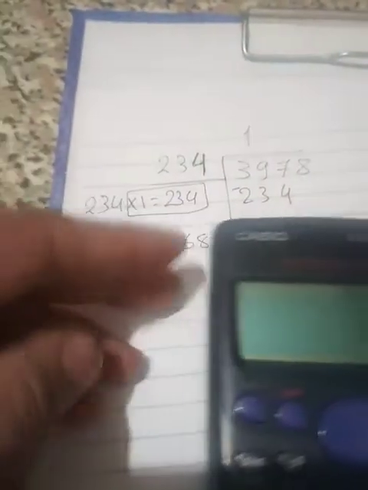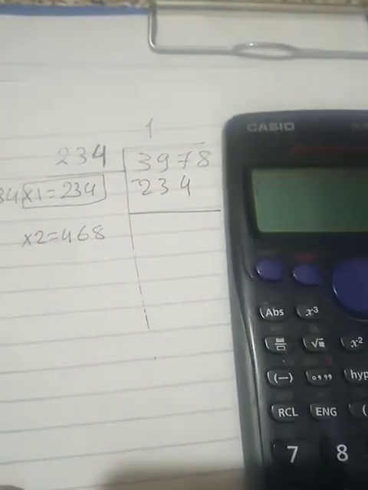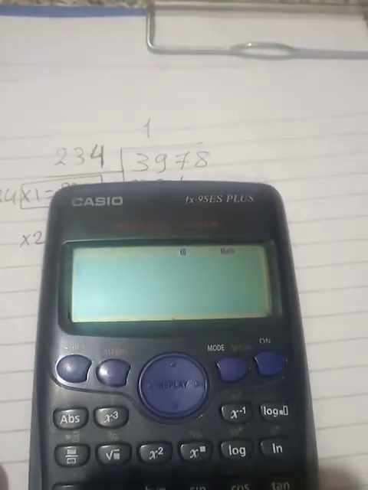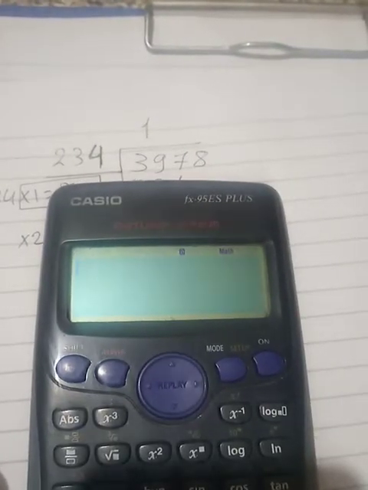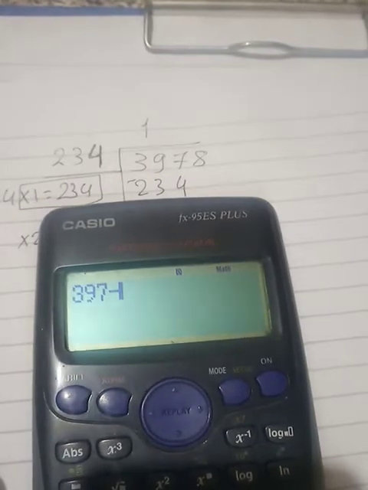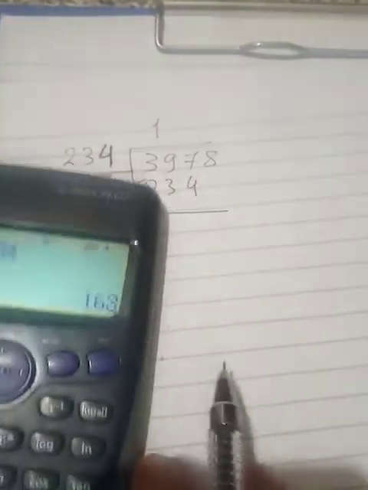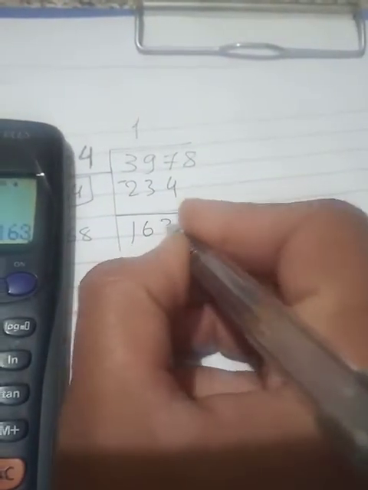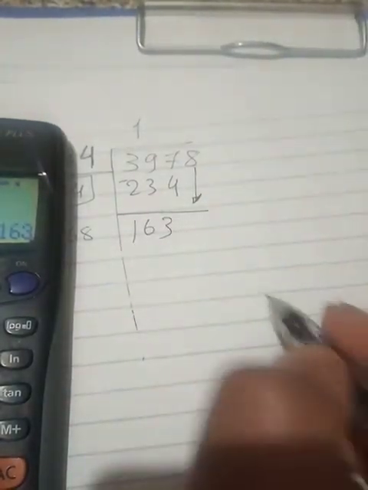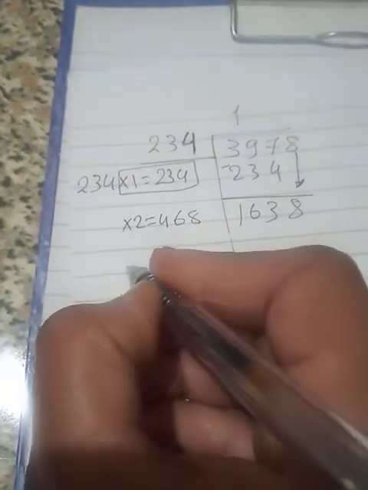Again primary, I will use the calculator to find the difference between the two numbers. 397 minus 234 equals 163. After that, drop 8. Search for this number by 3.